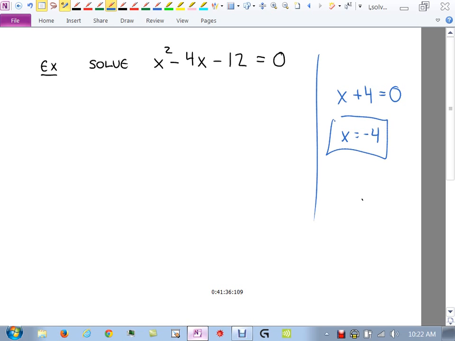This equation, though, is complicated. It's what we call a quadratic equation because you have x squared. But do you recognize the left side?